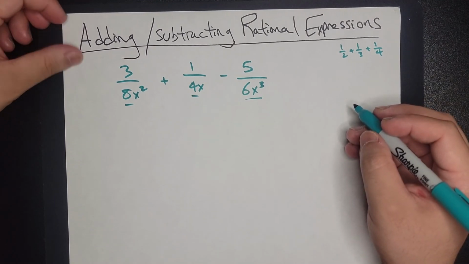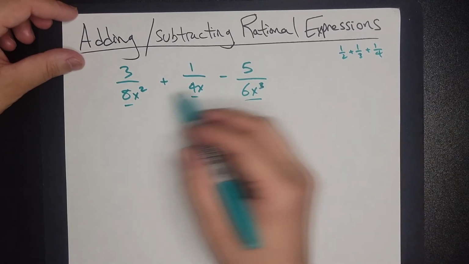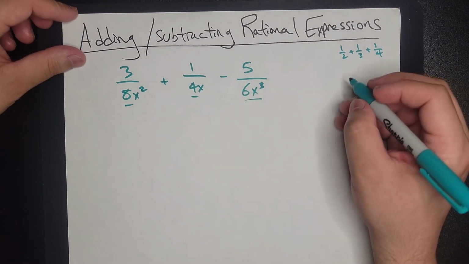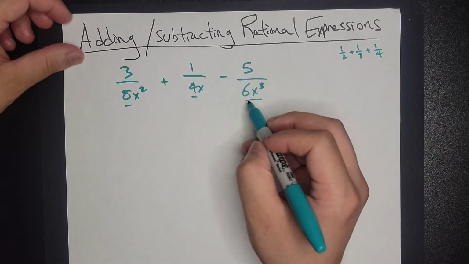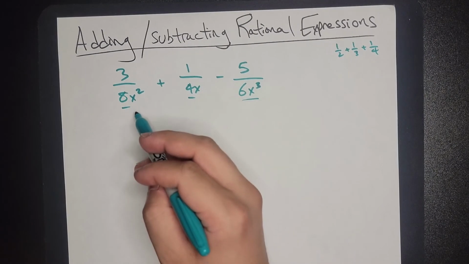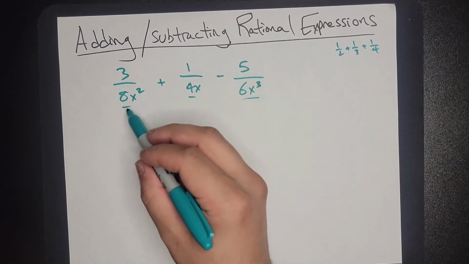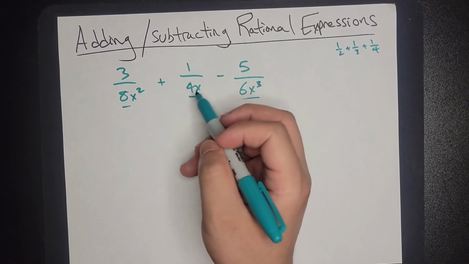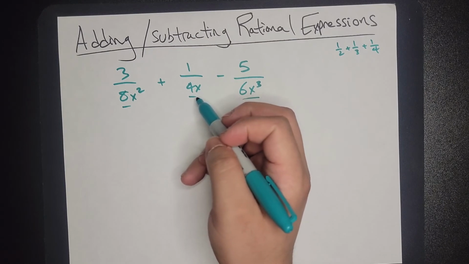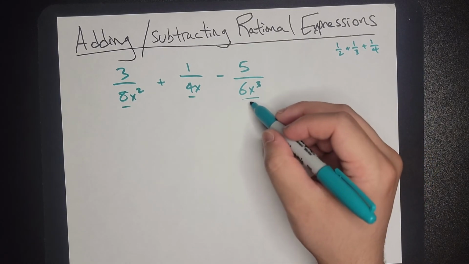So let's find the smallest number that all three of these go into. Let's see, I can't do 12. Let's try 16. That doesn't go into 16. But 24. So this can multiply by 3 into 24. This can multiply by, my math is killing me right now, 6, and this can multiply into 4.